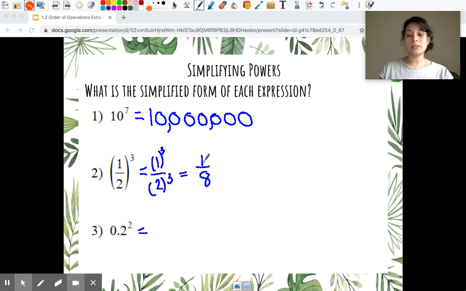And then let's practice a decimal. I'm actually going to use my calculator just to make it a little faster. So if I square 0.2, I'm going to get 0.04 as my answer.